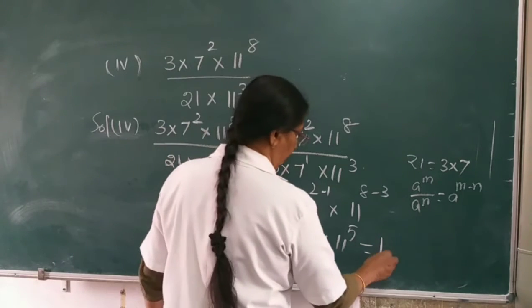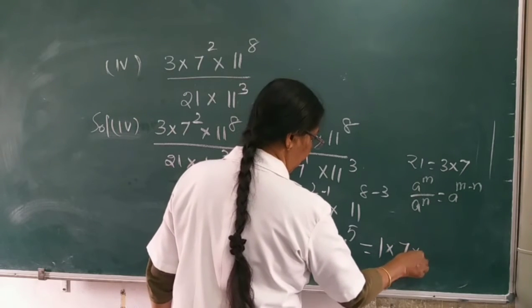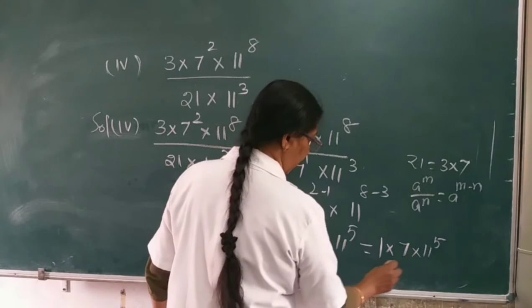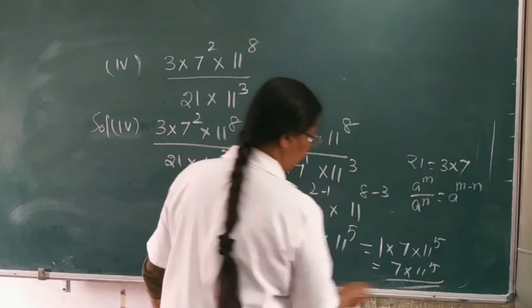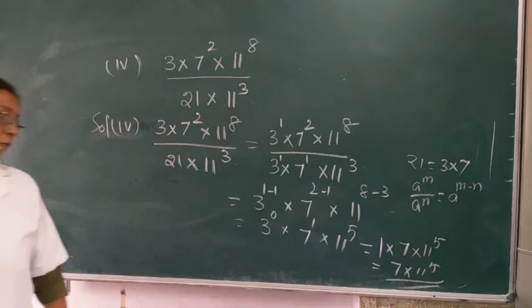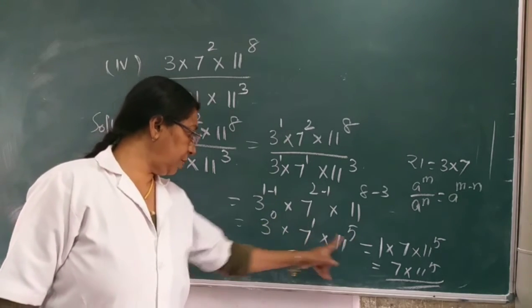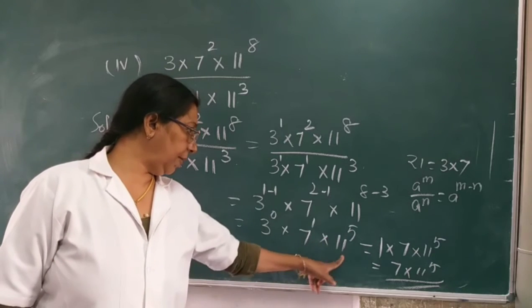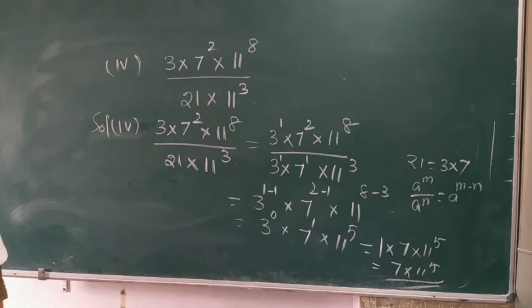It is 1. 1 into 7 into 11 raised to 5. That is 7 into 11 raised to 5. That is the answer. 3 raised to 0 is 1, then 7 into 11 raised to 5. 7 into 11 raised to 5 is the answer.